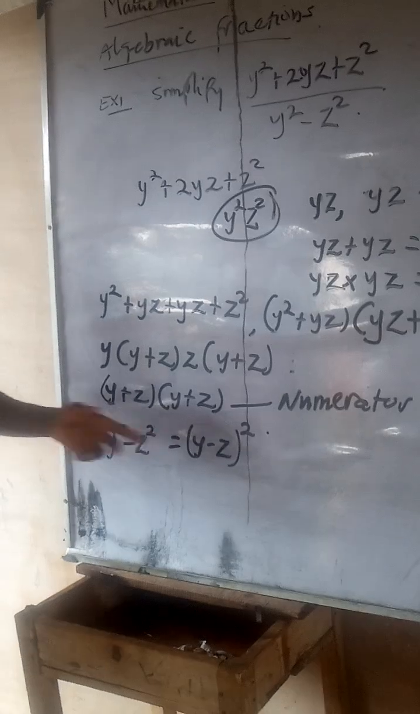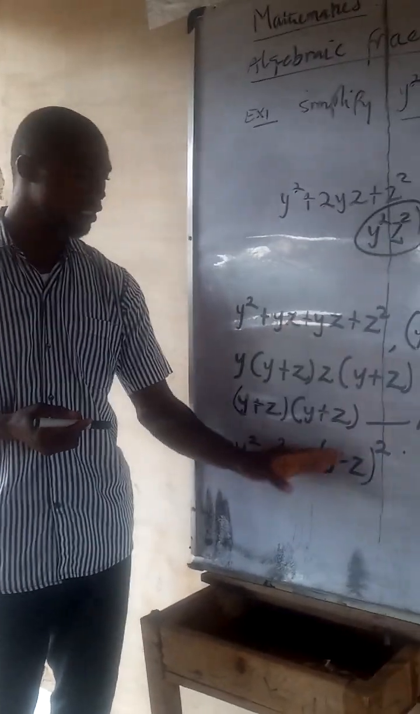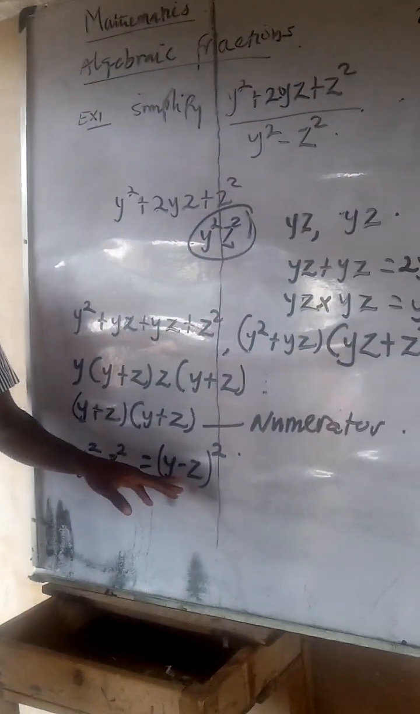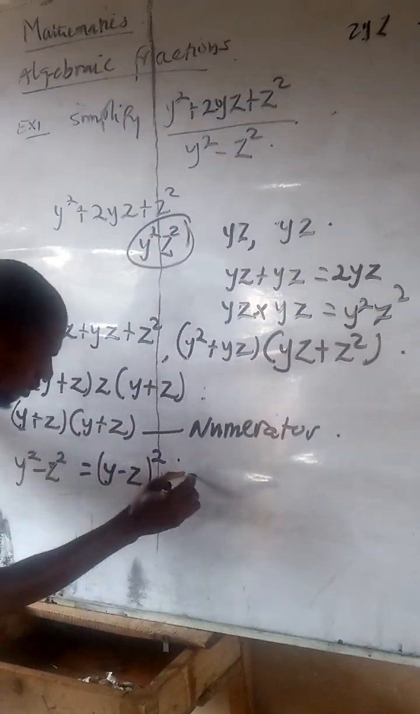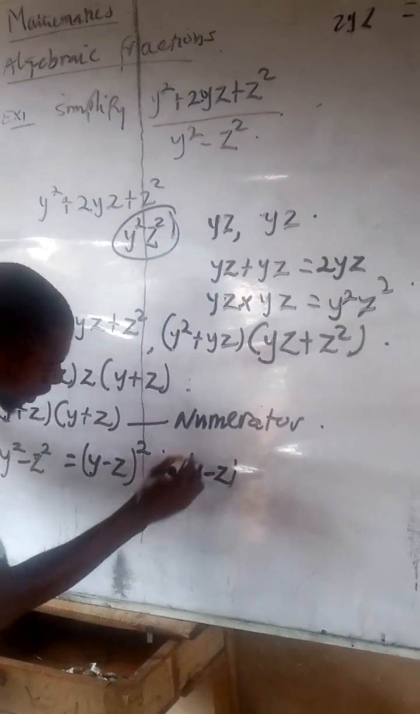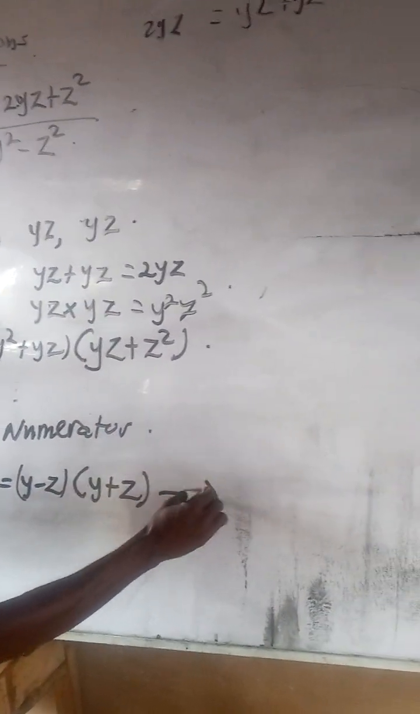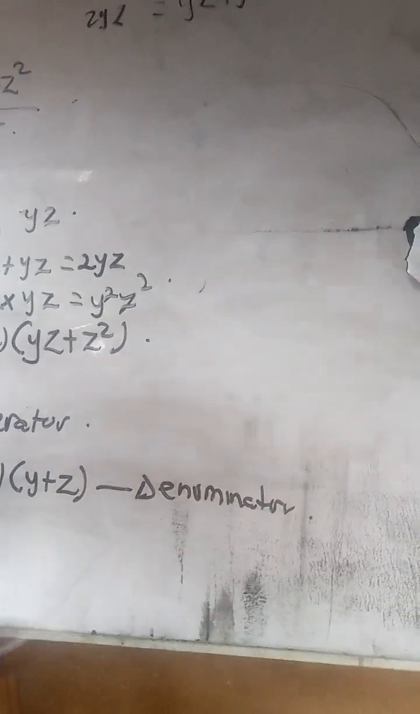So at this point, you see the idea of applying the difference of two squares. If one of the factors is minus, then the other will be positive. So this will be the same thing as y minus z into y plus z, and this will give us the denominator.